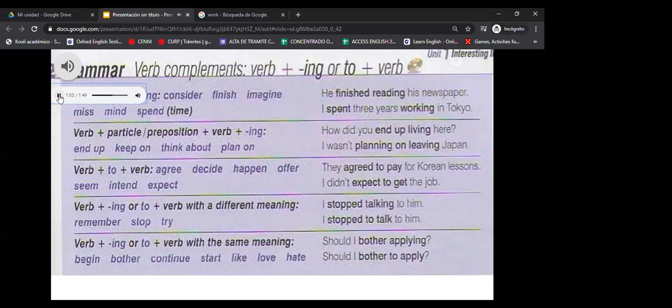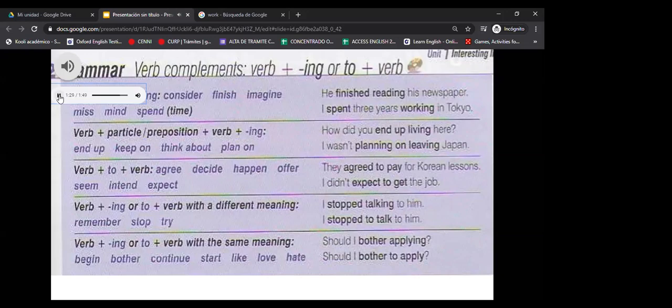They agreed to pay for Korean lessons. I didn't expect to get the job. Verb plus ing or to plus verb with a different meaning: remember, stop, try. I stopped talking to him. I stopped to talk to him.